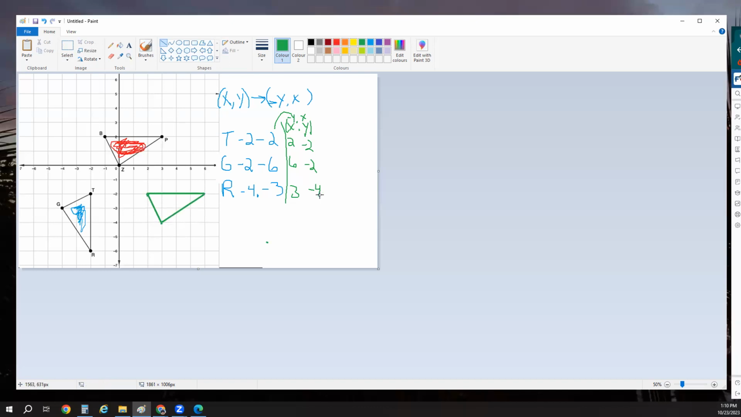Okay, now I got to figure out how much I need to translate, go over from one point to the other. And I'll use red for this one. So now I can kind of figure out that this point here is 2, -2. This is going to be my T. This is going to end up being my B. And then this G is going to end up being Z. And then this R is going to end up being this P.